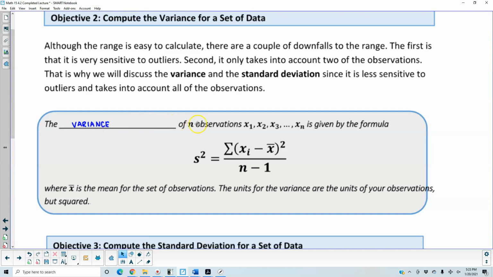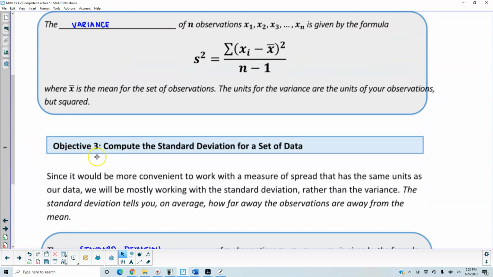The variance of n observations x subscript 1 all the way to x subscript n is given by the following formula. So s squared represents the variance, which is equal to the summation of the data values minus the mean of the data values squared, over n minus 1, where x bar is the mean for this set of observations. The units for the variance are the units of your observations, but squared, since you can see here this is s squared.